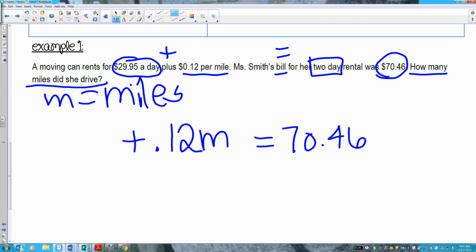They're going to charge me 12 cents for every mile. That's why I'm multiplying 12 cents times my number of miles. And then they're charging me $29.95 a day. So on top of my 12 cents, I have to pay the $29.95 a day. But be careful, she rented it for 2 days, so I actually have to do this times 2. Don't let them trick you there, which typically we would all fall for because we wouldn't read very carefully.